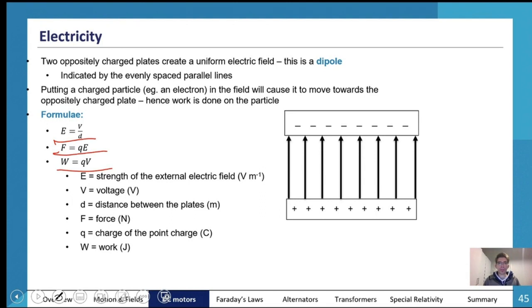Where E is the strength of the external electric field, V is the voltage, d is the distance between the plates, F is the force in newtons, q is the charge of the point charge, and W is the work in joules.